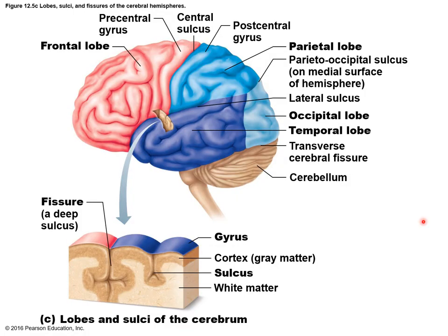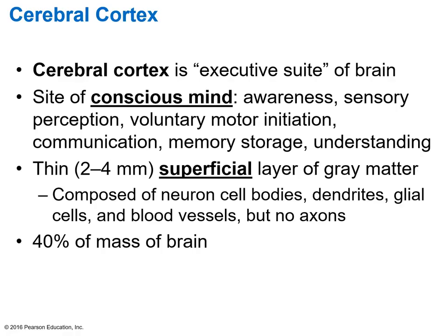And so once again, you can kind of see here, you've got the cortex, and then the white matter is down here. The cerebral cortex, that's where a lot of your awareness, your sensory perception, communication, memory storage, understanding, a lot of this is located. It is the superficial layer, very thin, only 2 to 4 millimeters, because it is gray matter.